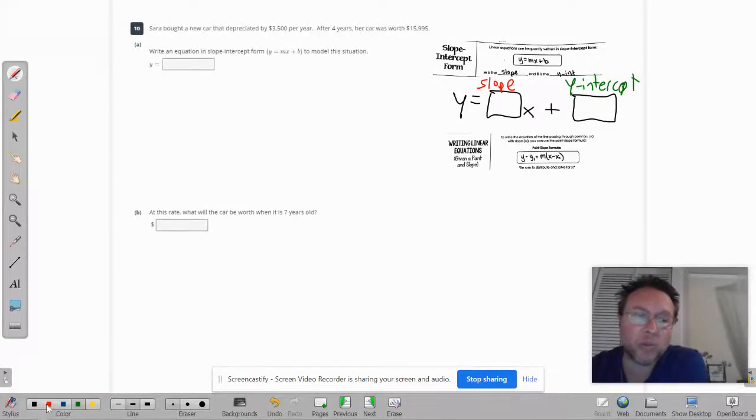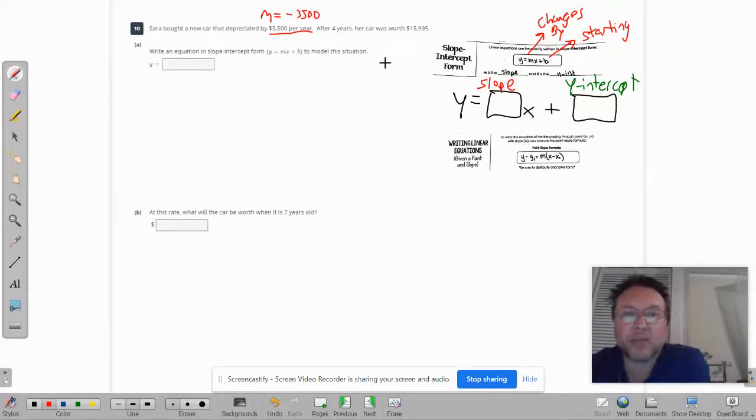So remember, the b represents where it started, and the m represents what it changes by. So we bought a car. It goes down by $3,500 per year. Well, right away, that's telling me change, and it's going down. Depreciation means to go down in value. So that's a negative $3,500.